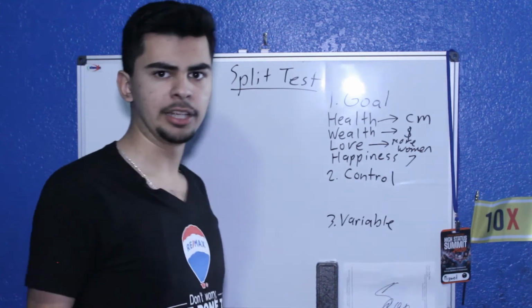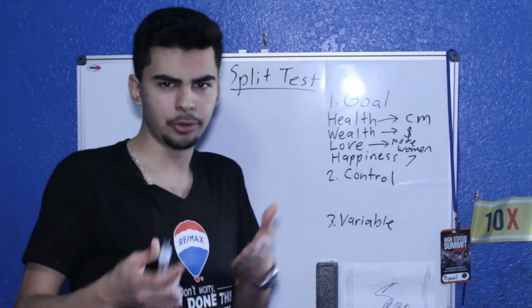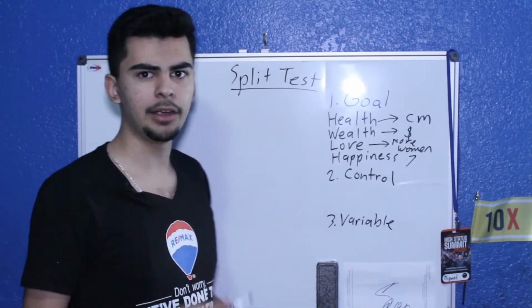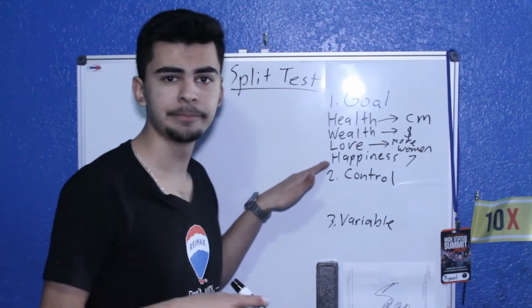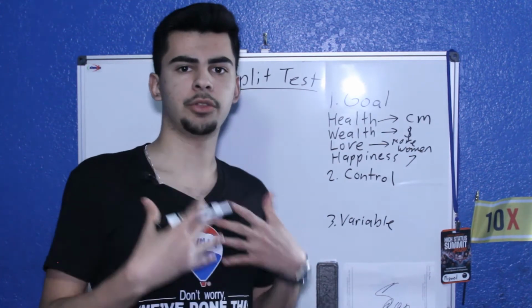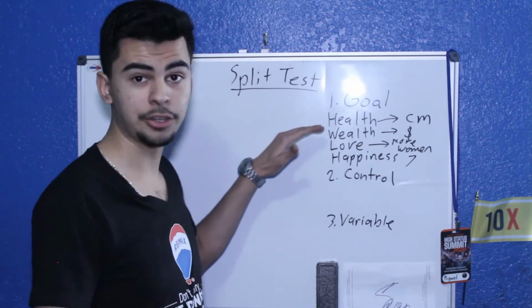So what's the first split test we're going to run? Well, where do you need the most improvement in your life? For myself, it's probably going to be wealth. Okay, right now, all of these are pretty good. I want to focus on wealth. So I'd start with wealth, but for this example, I'm going to go ahead and use health as our example.